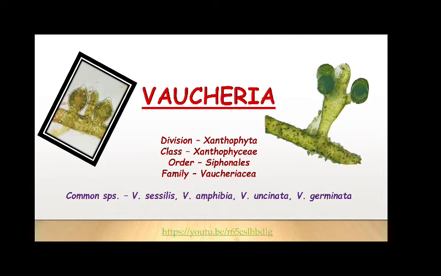You can see the picture of Vaucheria in the slide. It comes under Xanthophyceae, order Siphonales and family Vaucheriaceae. Common species found under Vaucheria are Vaucheria sessilis, Vaucheria amphibia, Vaucheria uncinata, and Vaucheria geminata.